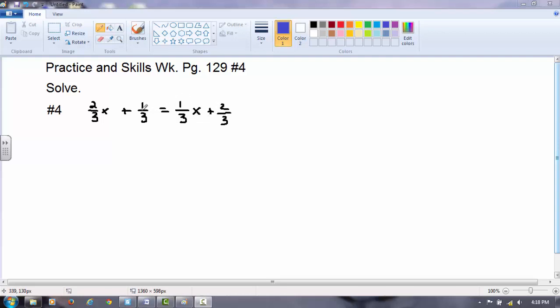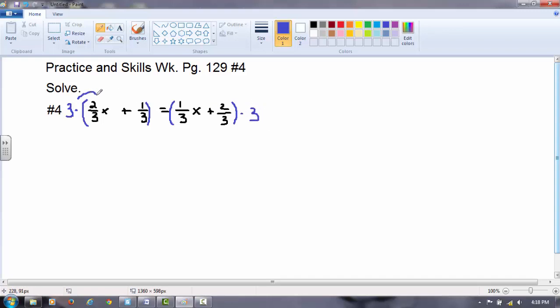Our technique on this one is fraction busting, which just means that we're going to try to get rid of our fractions so that it makes it easier to work with. So I'm going to multiply the left-hand side of my equation and the right-hand side by some number that's going to help eliminate the fractions. Each of these fractions has a 3, so obviously we're going to multiply by 3. That's our least common denominator. So we're going to do that to both sides.